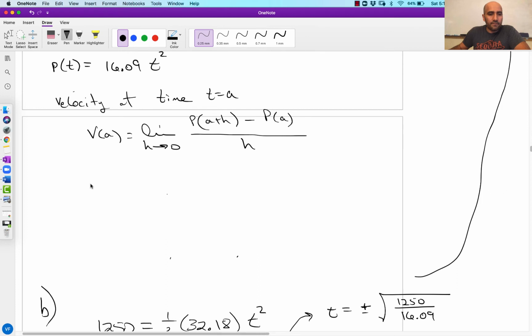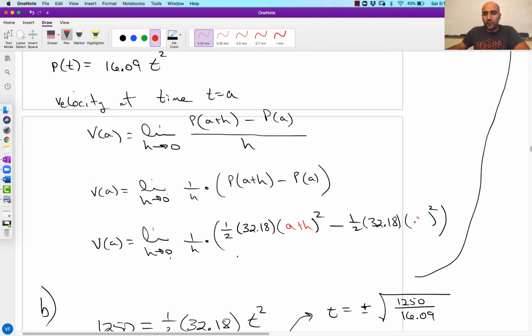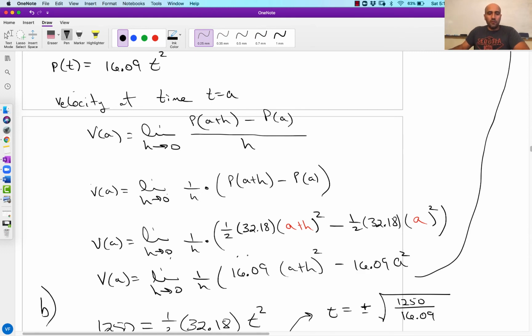So that means that v of a equals the limit as h goes to 0. And I'm going to pull that h out in front and have 1 over h times all of this. So that'll be p of a plus h minus p of a. Okay, so that means that v of a equals the limit as h goes to 0 of 1 over h times, and now our position function, remember that one was just 1/2 times 32.18 times t squared. So for this first one, we're going to put a plus h there. For this next function, we're going to put the a from there. Okay, so 1/2 times 32.18 is just 16.09.